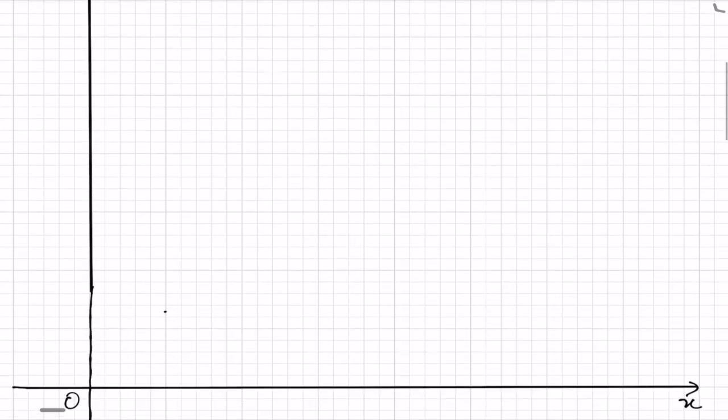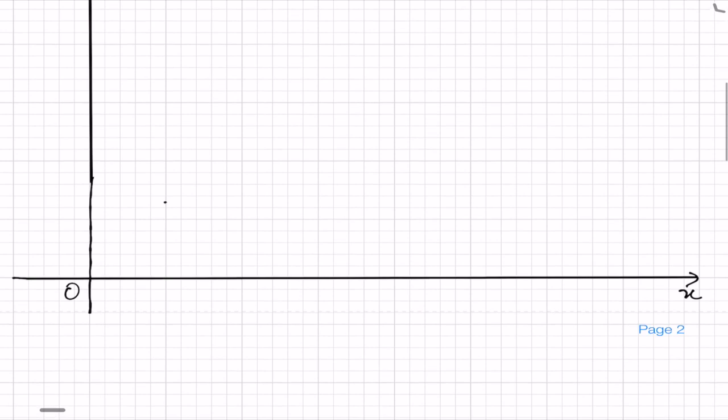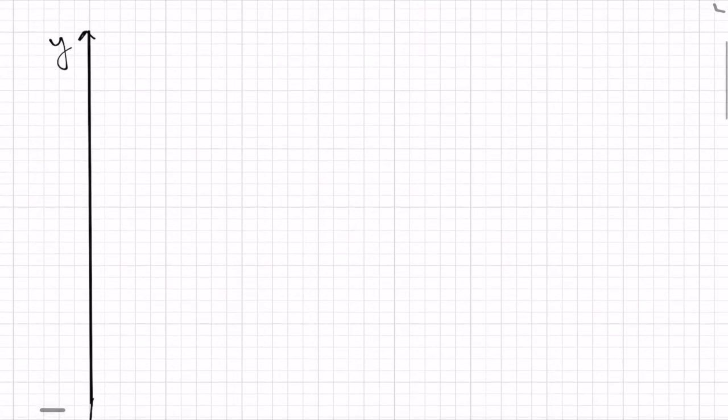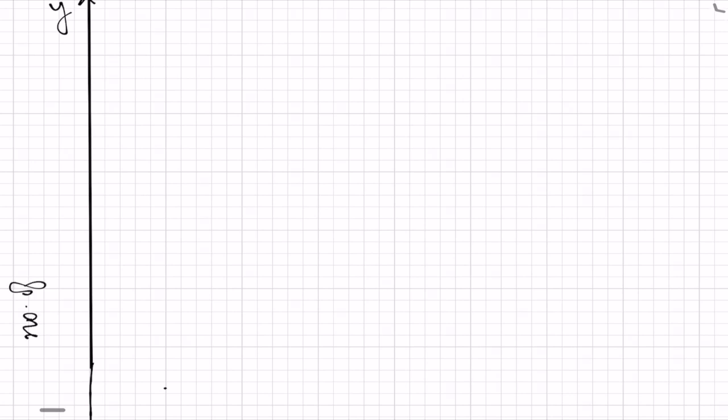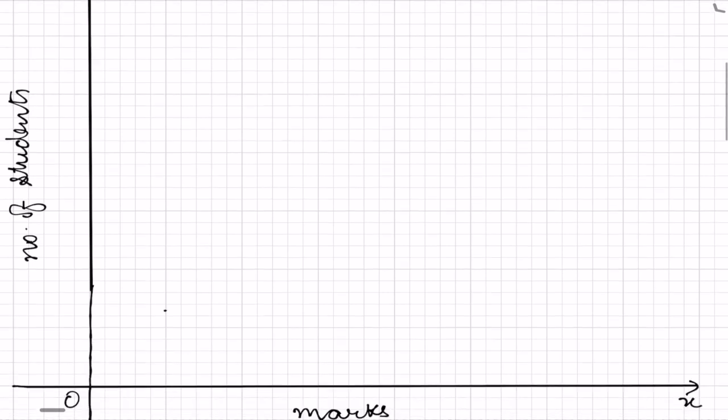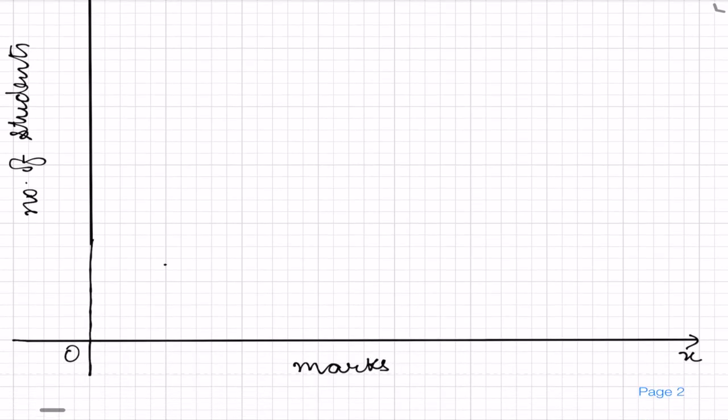Second thing, the class interval we always represent on the x-axis, and the number of students or frequency is to be represented on the y-axis. So here first you mention x-axis represents marks and y-axis represents number of students. Now we will plot the class intervals. The first class interval is 0 to 10, so it's starting from 0. The next block we will take as 10 to 20. For each complete block we will take a gap of 10: 10, 20, 30, 40, 50.